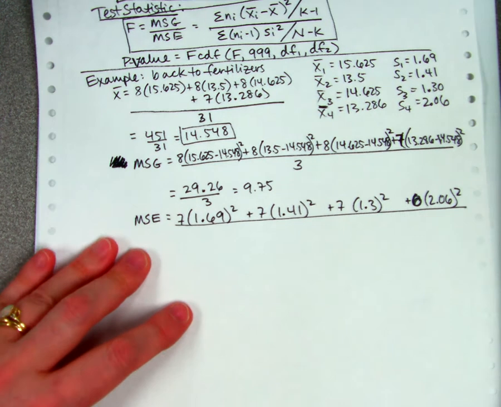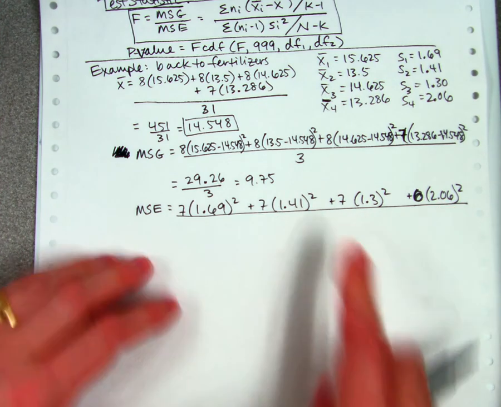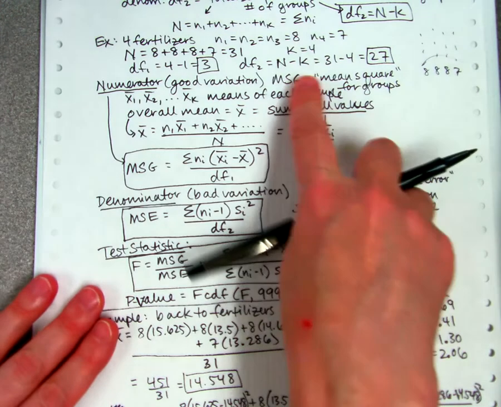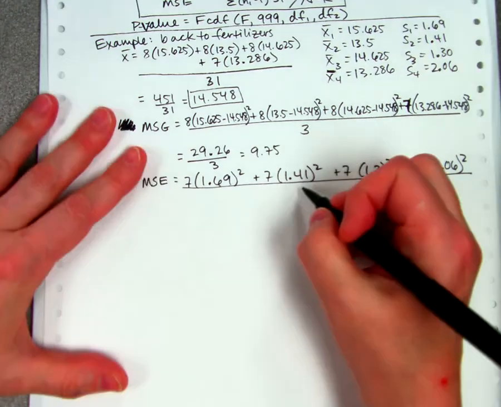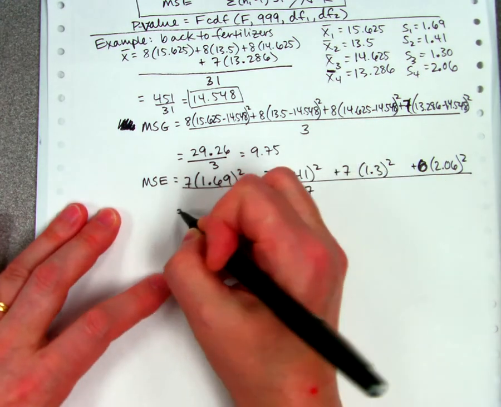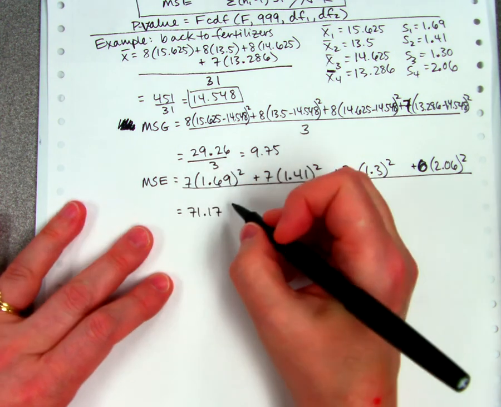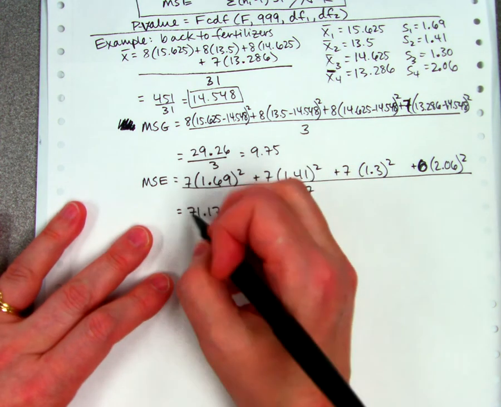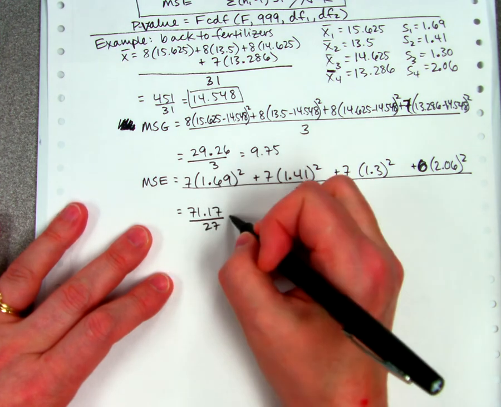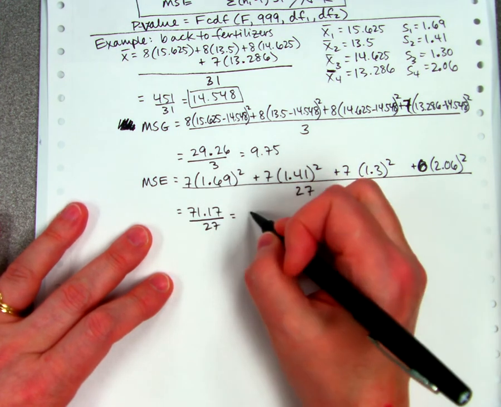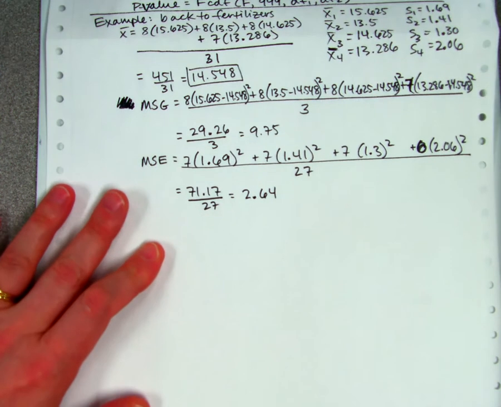So this is measuring the bad variation, or the variation within each group. On the bottom, I do DF2, which we calculated up here as 31 minus 4, which was 27. And so the top comes out somewhere around 71.17. I think I may have used more digits when I calculated this, so if you're doing this on your own to see if I'm right, it might come out slightly different, but that's okay. And this is 2.64, and that is a measure of the bad variation.